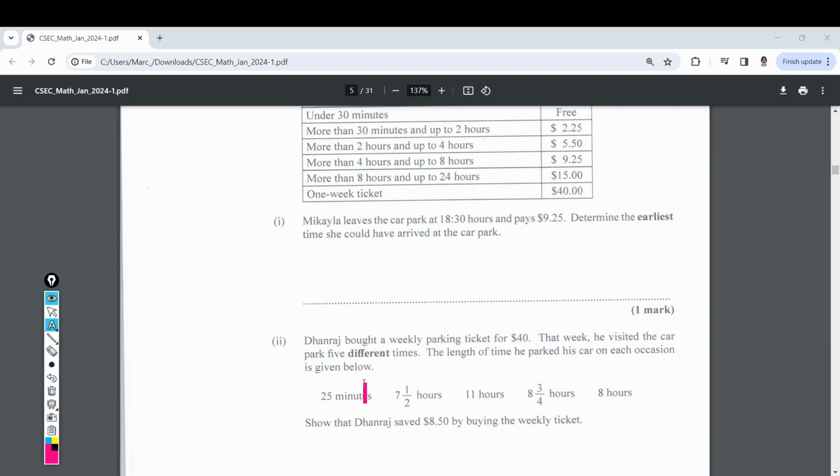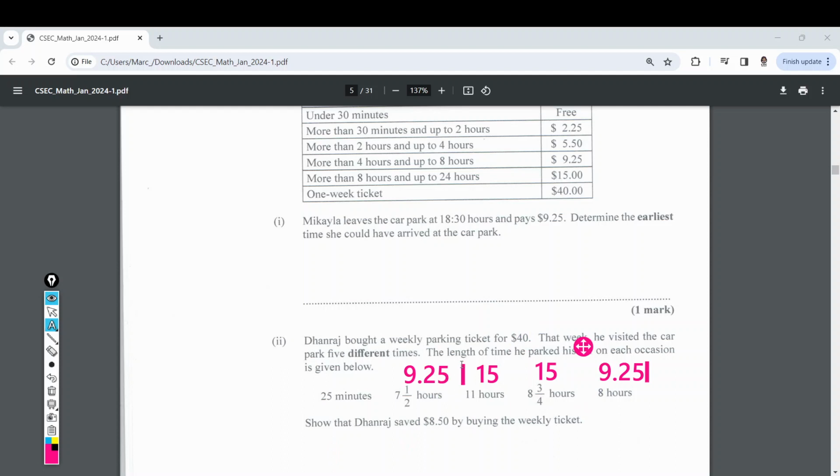So the first one, guys, 25 minutes is free, so there's nothing on that. Then the next one is 7.5 hours, guys. That would be 9.25. The next one is 11 hours, which should be 15 because that's between 8 and 24 hours. And next one is 8.75, so that's another $15. And the last one is 8 hours, so that would be $9.25. Cool.